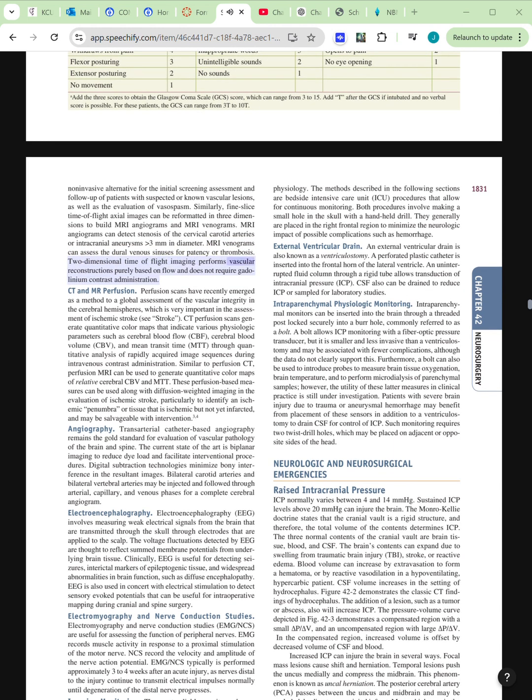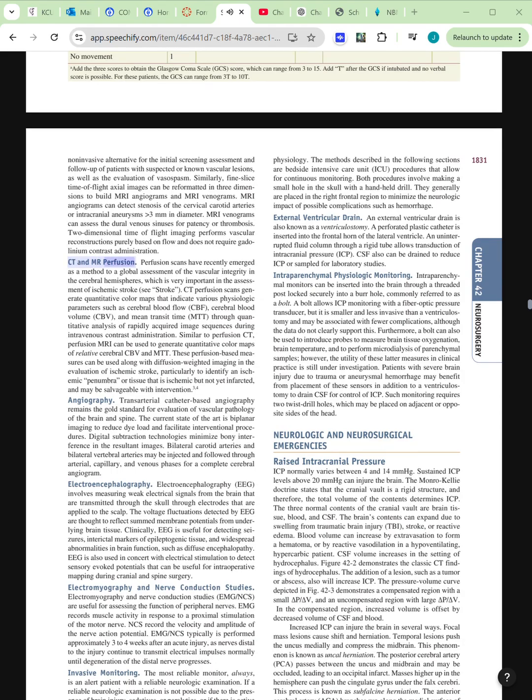2-dimensional time-of-flight imaging performs vascular reconstructions purely based on flow and does not require gadolinium contrast administration. CT and MR perfusion.